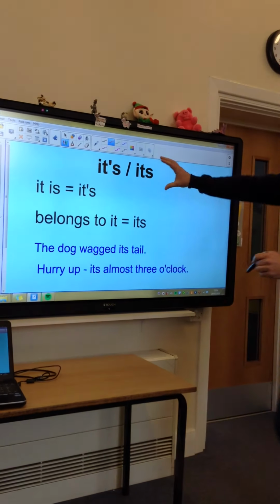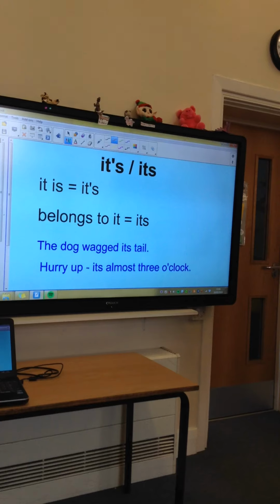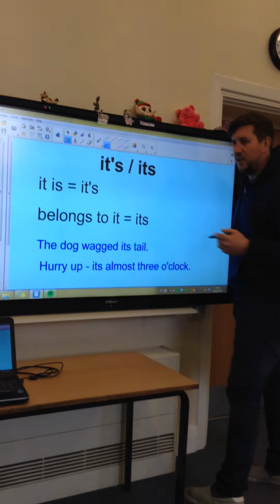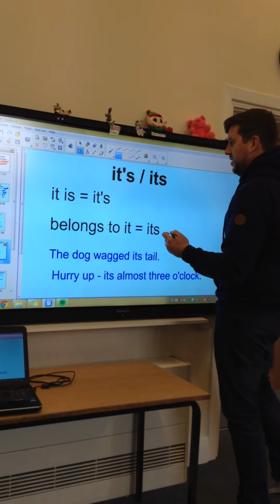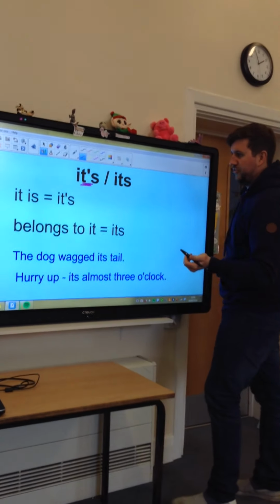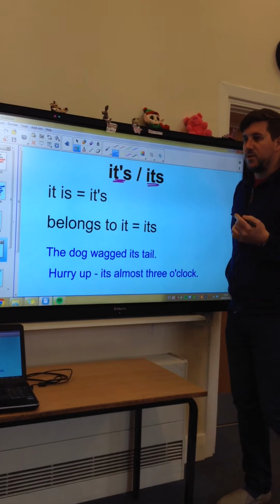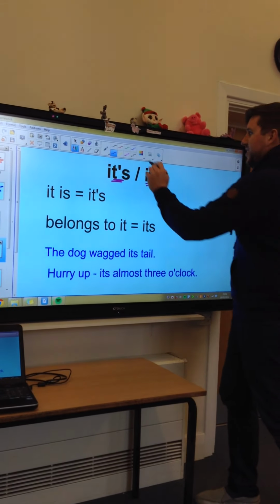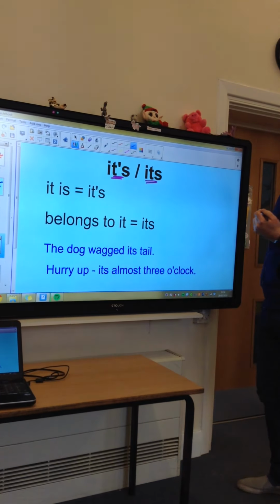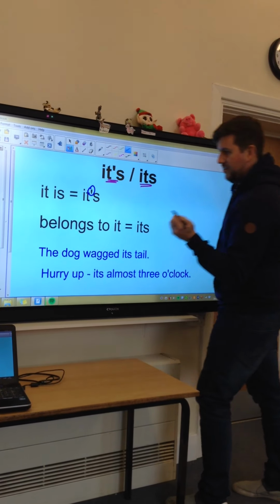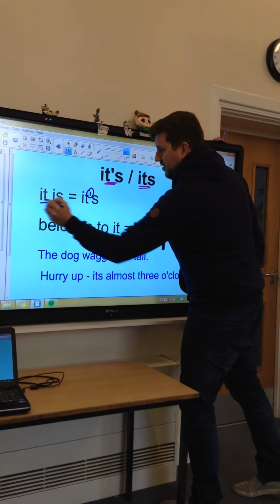I said earlier we're going to focus on the word it's, because it's, just like so many examples in the English language, is absolutely stupid because sometimes it uses an apostrophe, but sometimes it doesn't. And it's really important we know which way round that is. So we said earlier when we were talking about contraction and omission, we do have an apostrophe if we are shortening it from it is.